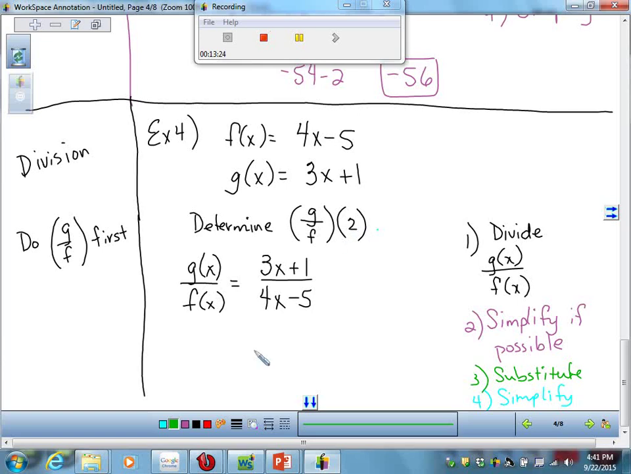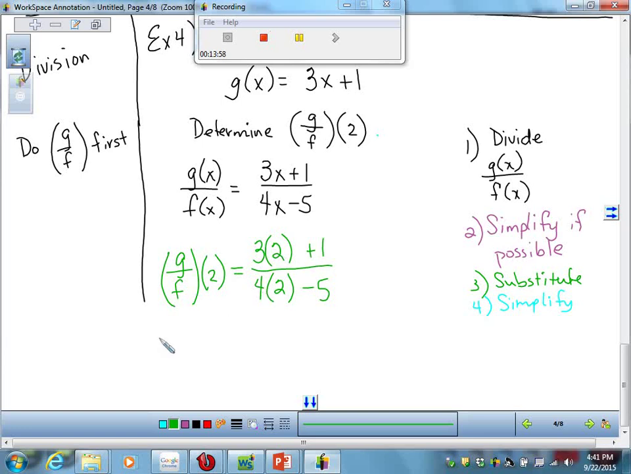Substitute. We're substituting in 2 for x. So for each x, I'm going to take out the x and replace it with a 2. Same thing on the bottom. Take out the x, replace it with a 2. My last step, for me to find g divided by f of 2, is I'm going to simplify the top, simplify the bottom, and then see if I can simplify the fraction.